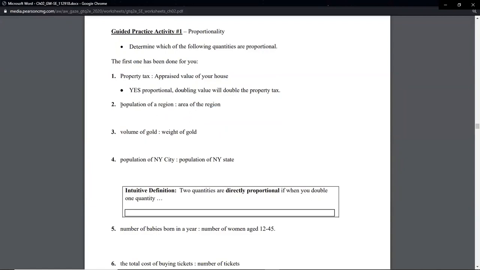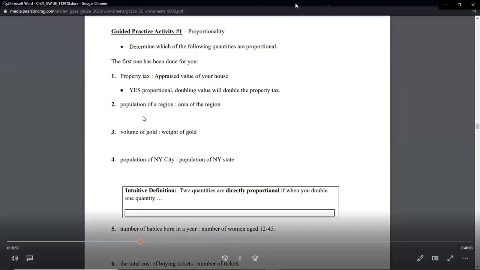If you're having a hard time with number two, think about places like New York City or Suffolk and how they're drastically different, and how, if you expand, does that force the population to increase? Or if you increase the population, does that mean you have to acquire more area?